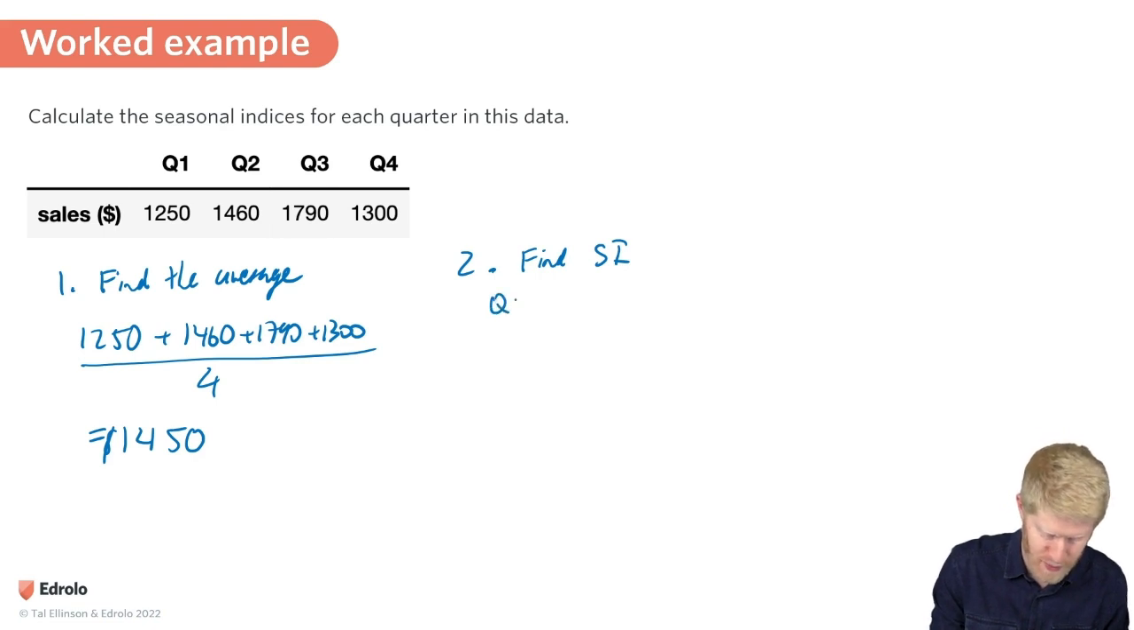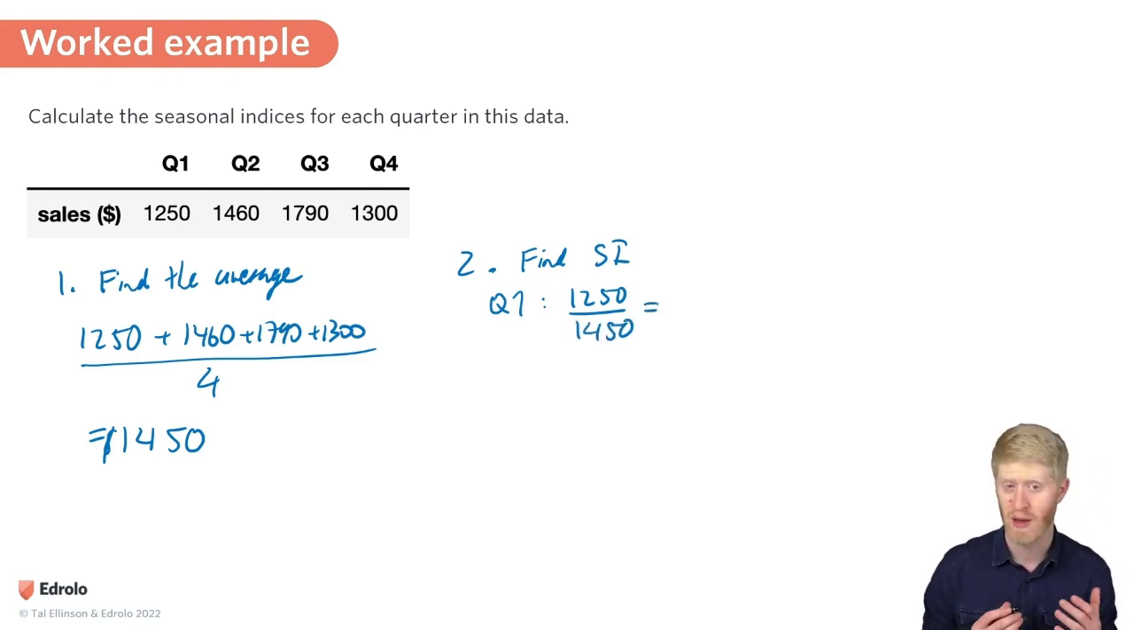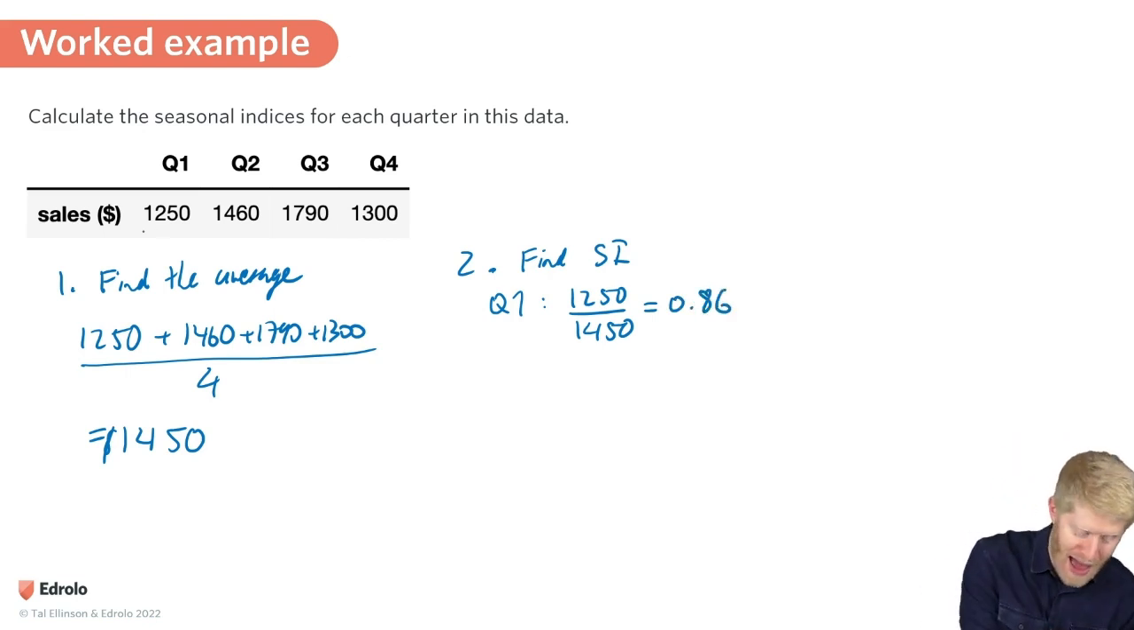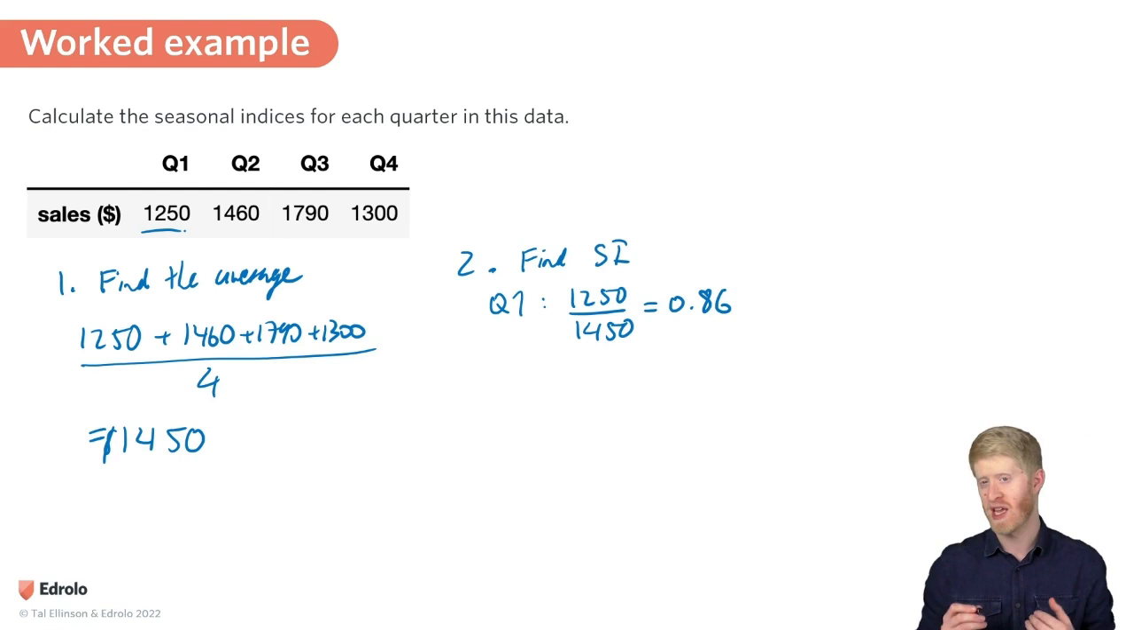So for Q1, we would take 1,250 and divide it by the average. You can see already from this that our seasonal index is going to be smaller than 1. 1,250 is below 1,450. If we do that division, we get 0.86, i.e. our actual sales in this quarter are 14% below what's happening on the average.